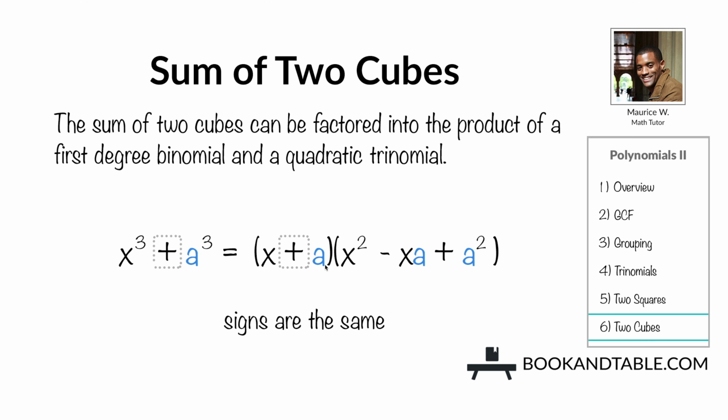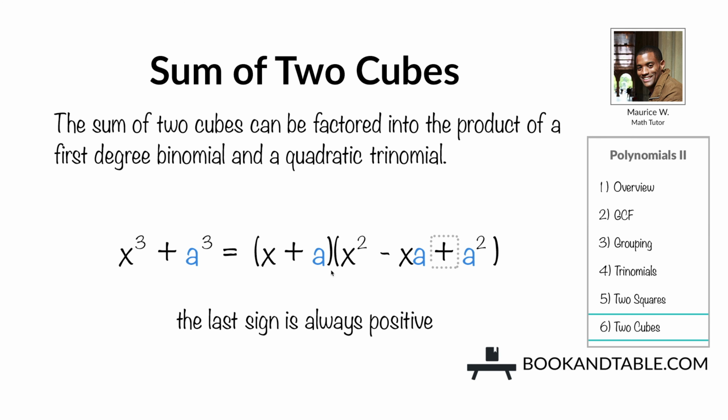See that? The next thing you'll notice, the second sign in our factors, first sign, second sign, will always be different than the sign being used in the original polynomial. So the first sign is the same as the one in our polynomial. The second sign is different than the one in our polynomial. And the last sign is always positive. So again, x plus a times x squared minus xa plus a squared. First thing to keep in mind are the signs.